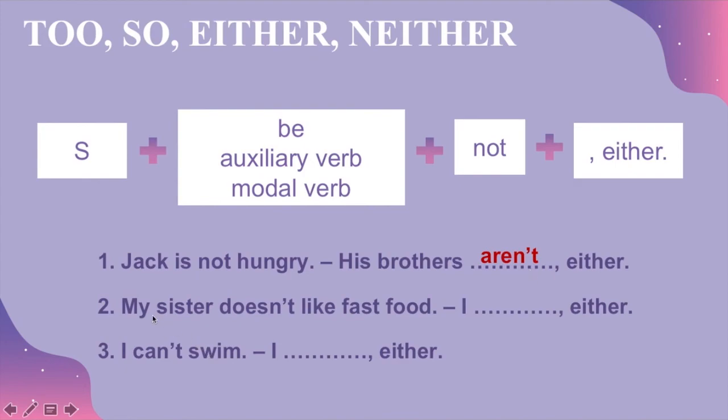His brothers aren't either. Number 2, my sister doesn't like fast food. You can see doesn't like. We have the verb like in present simple. So here we need to use the auxiliary verb for present simple. And because the subject is I, we need to use the auxiliary verb do and we add not to it. So we will write don't.